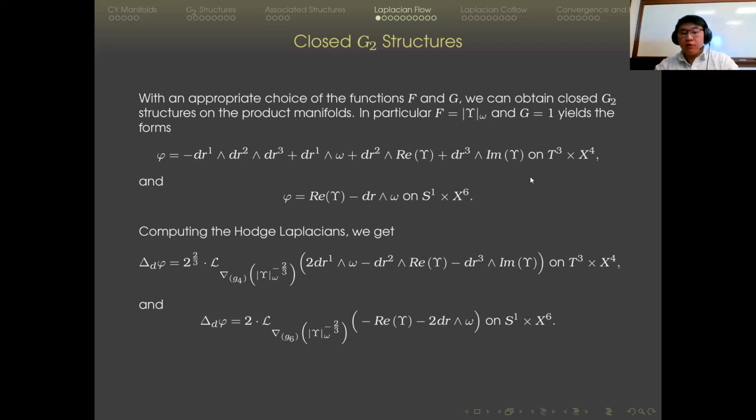And for the Laplacian flow, we need to care about the Hodge Laplacians. By just computing them, we can see that they arise from these Lie derivative terms. The vector we're taking the Lie derivative along is some gradient of the norm to the minus 2/3 in both cases. And we're taking the Lie derivative of things that look similar to the terms that make up the G2 structure. Right here we have 2 dr1 wedge omega minus dr2 wedge real part upsilon minus dr3 wedge imaginary upsilon. It's very similar to what we have up here, except the signs are a little bit different.